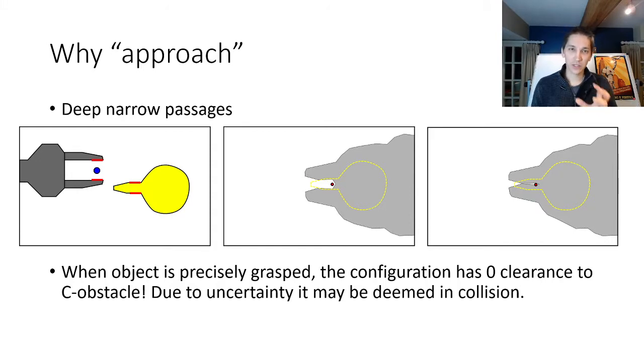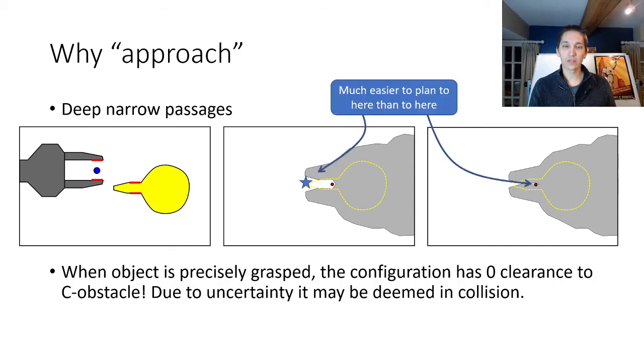And so when this object is precisely grasped, the configuration has actually 0 clearance to the C-space obstacle. And this is going to be really difficult for motion planning. And even due to uncertainty, we may actually deem this as being in collision. And so our motion planners are just going to throw up their hands and say they can't solve this. So the approach component, especially when we reverse it to get the pre-grasp pose, means that we can try to plan towards this starred configuration rather than this very, very deep configuration shown in the left and the right figure.